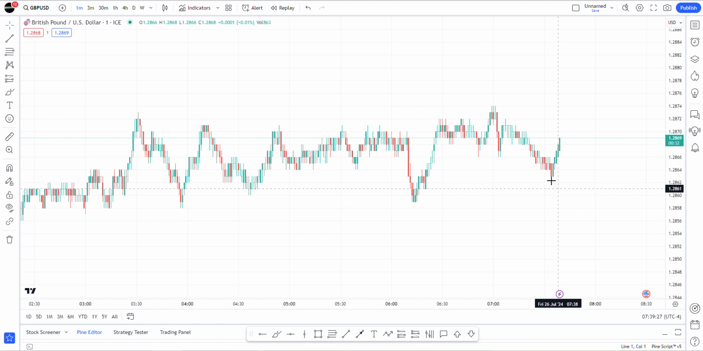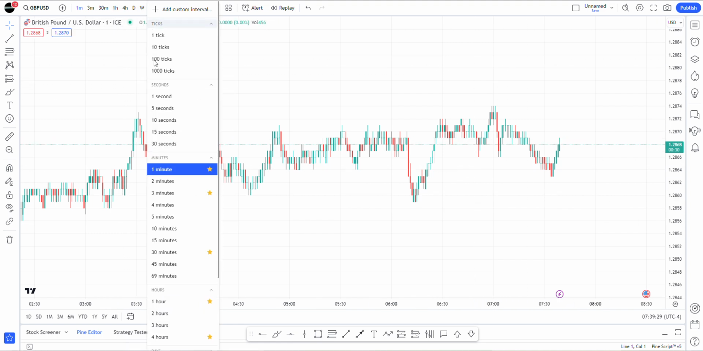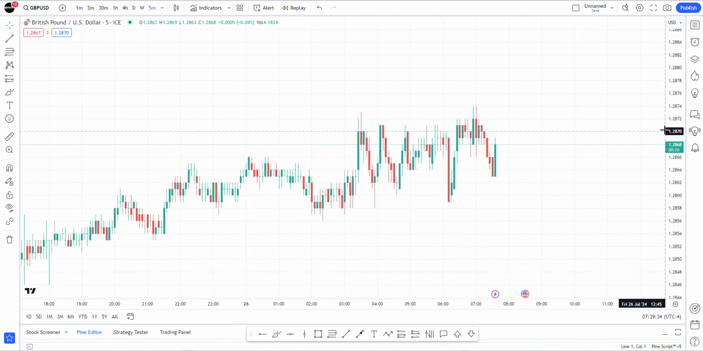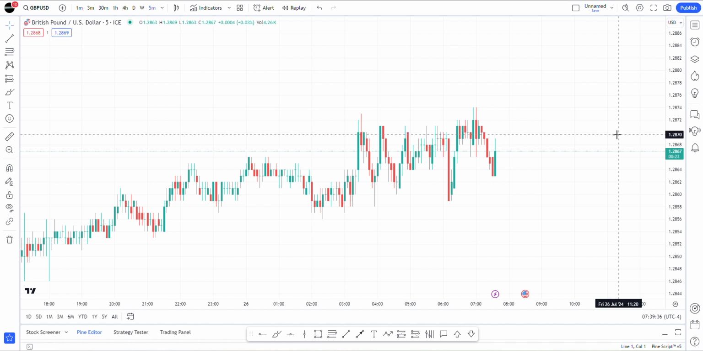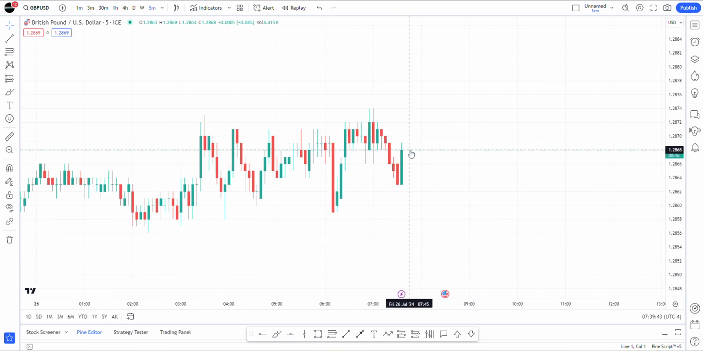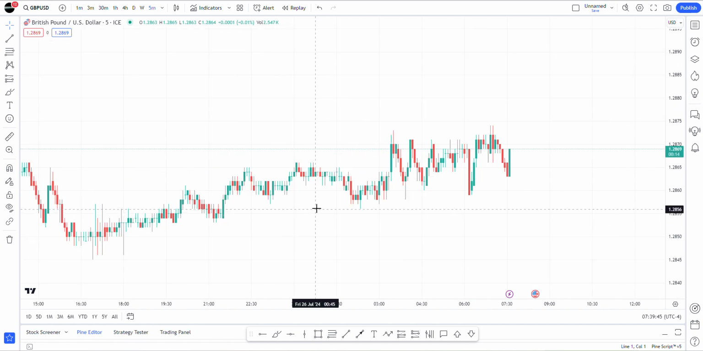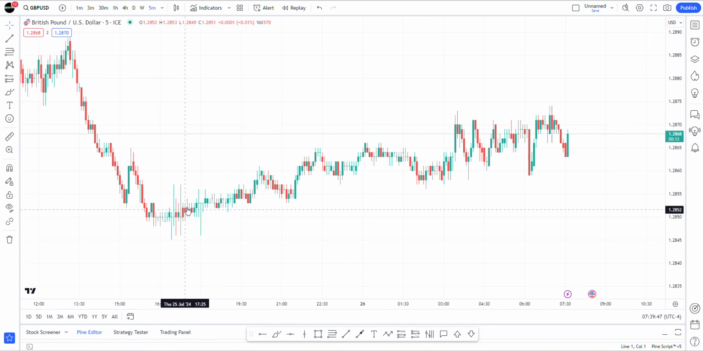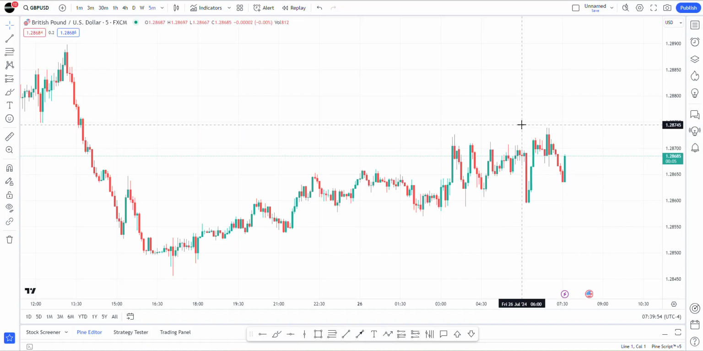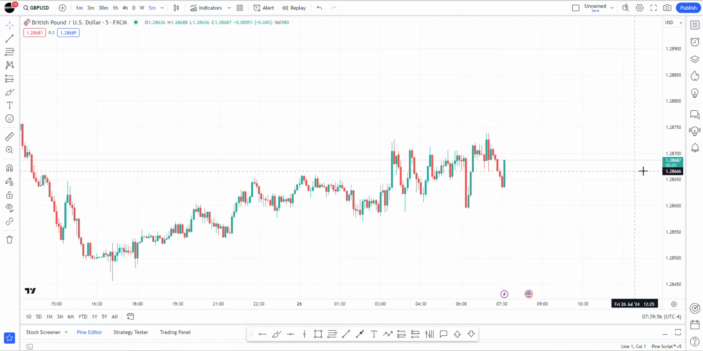It looks kind of weird in the 1 minute chart. Let's do 5. Still looks weird, but you know, I use ICE. Also the tick data is different. You'll see this looks more jaggedy, where, let's just go to FXCM for instance. It looks smoother because there's another decimal added to the back of it.